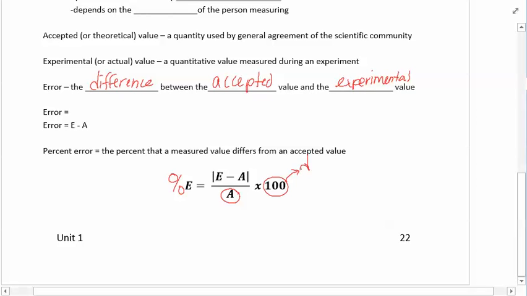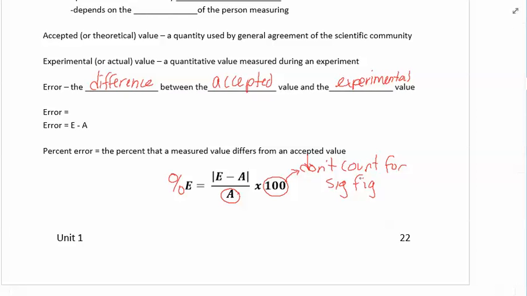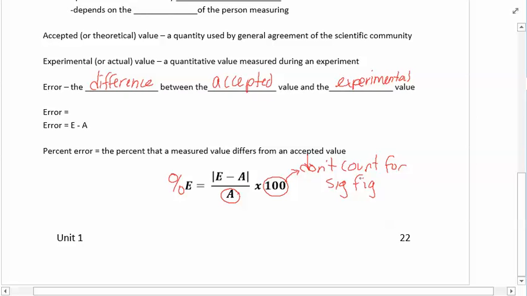The 100 we don't count for sig figs because it's just moving the number from decimal form to percentage form. So it's just like a grade. If you get a 10 out of 15, you divide it and then multiply by 100 to get it into percentage form. So we don't count that. The sig figs for this type of problem are a bit tricky because we have mixed operations. We have subtraction and division, which both have different rules, making it a bit tricky.